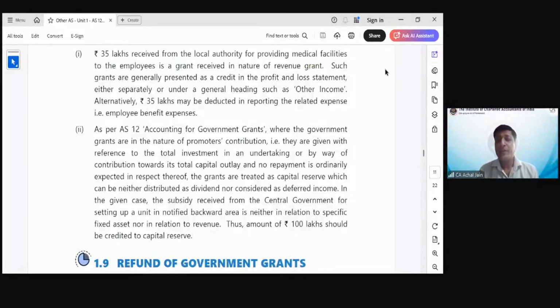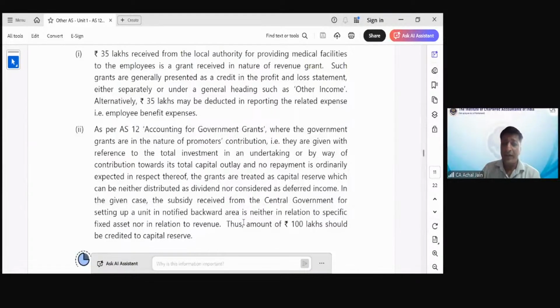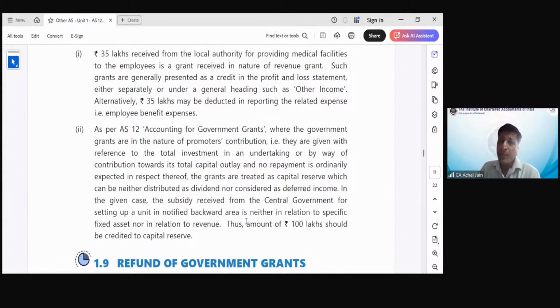So wherever you have grant which is in the nature of promoter's contribution, what do you do? You take it to capital reserve. So in this case, this amount of 100 lakhs should be credited to capital reserve. Right? I'm just hoping everyone is clear. Okay, great.